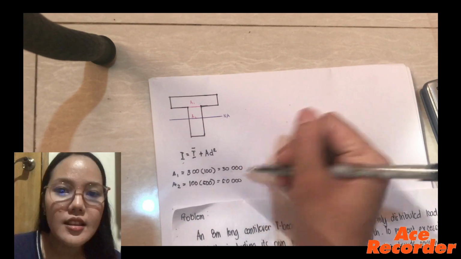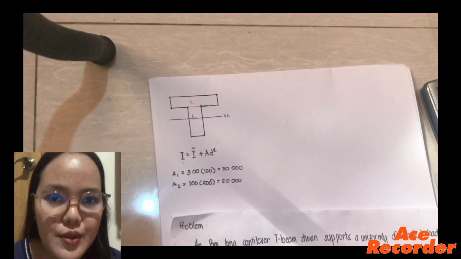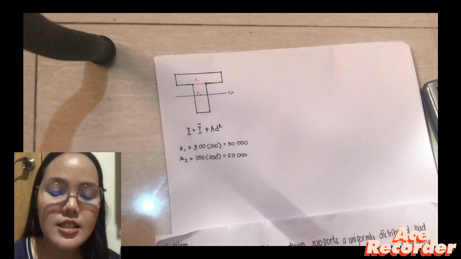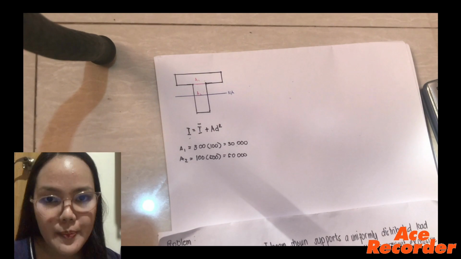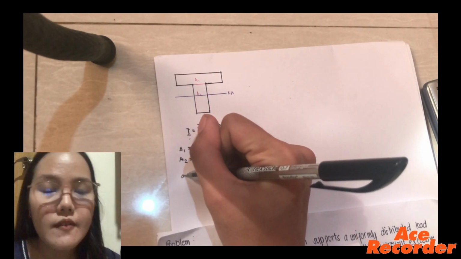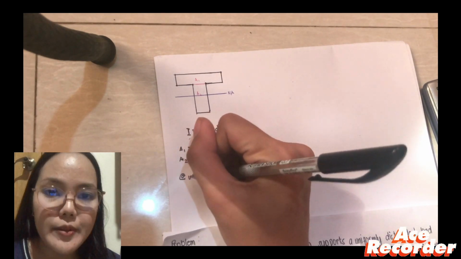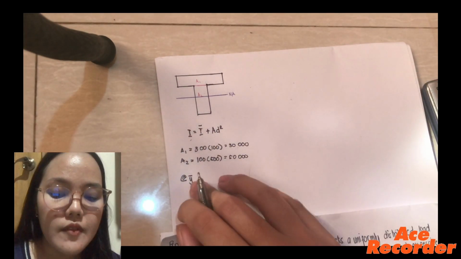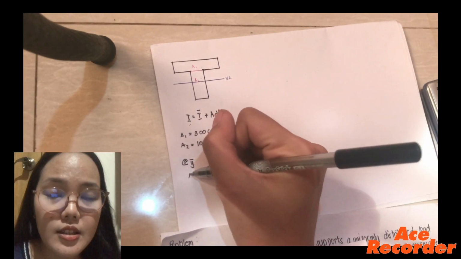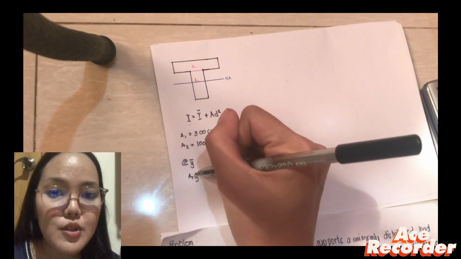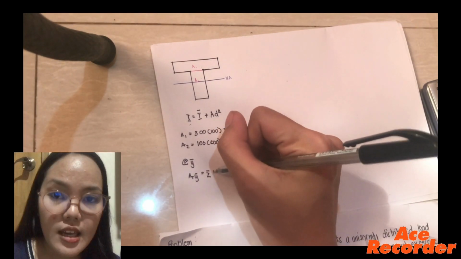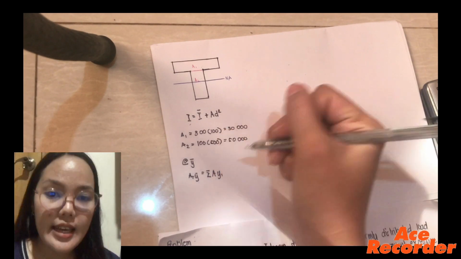Other than the areas, we also need to get the center of gravity of the T-beam. Let us say the center of gravity of the T-beam is the y bar. So, in order to get the center of gravity of the T-beam, the formula we're going to need is A sub T times y bar is equal to the summation of A times y sub i.